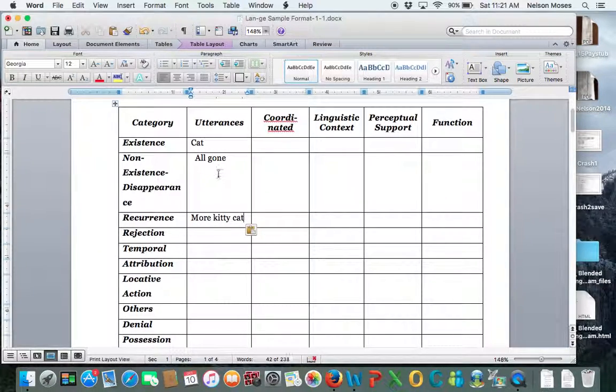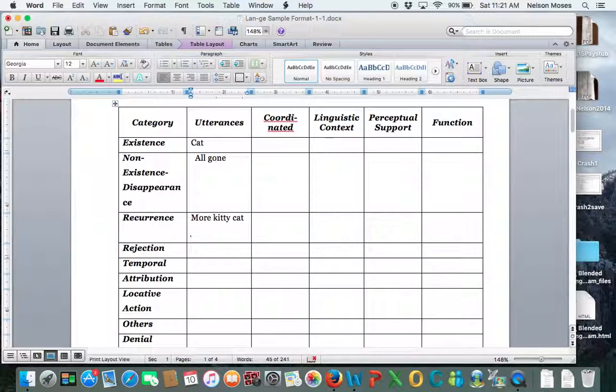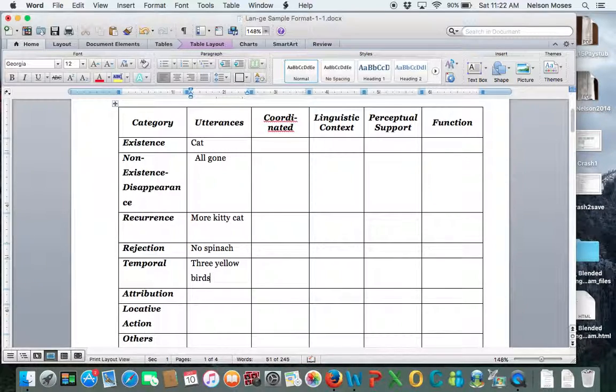And that's what you do. You simply rewrite the utterance and put that utterance in the slot in which you feel it belongs. The kid says no spinach, because he doesn't want spinach. I'd put that here. Okay? Now this second column, it is possible that you will get an utterance that has more than one content category attached to it, like 3 yellow birds. That utterance, 3 yellow birds.